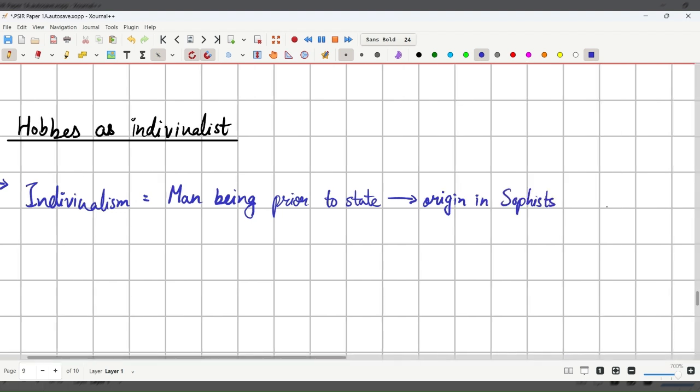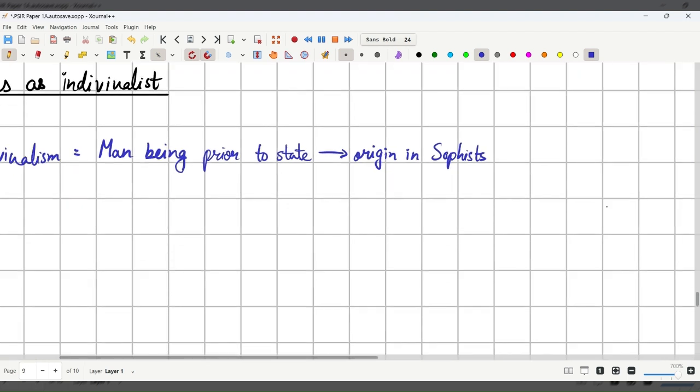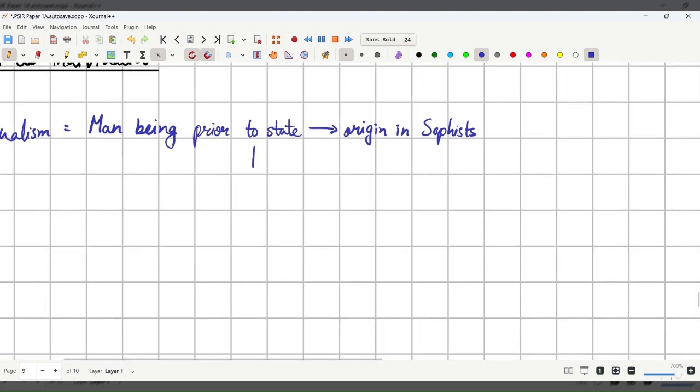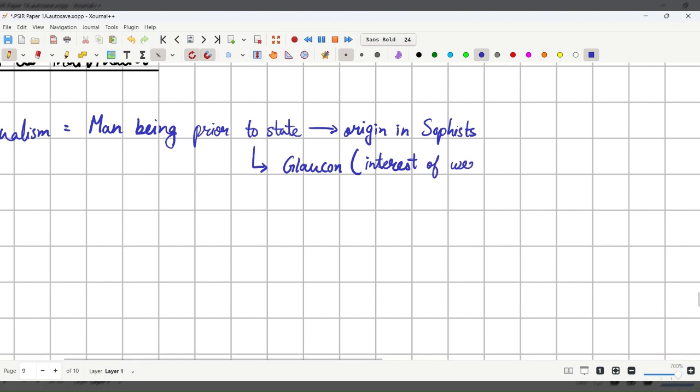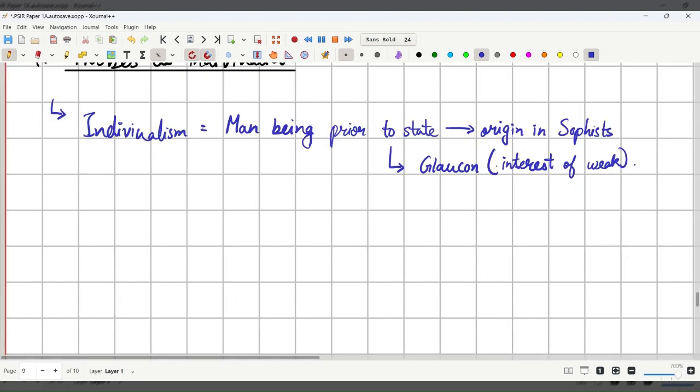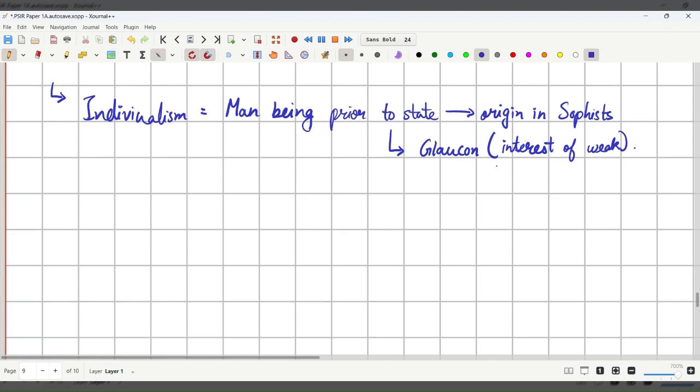And a famous sophist thinker, whom you can quote here, was Glaucon, because he was also a social contractualist. His idea of justice was the interest of the weak. Then Sabine.